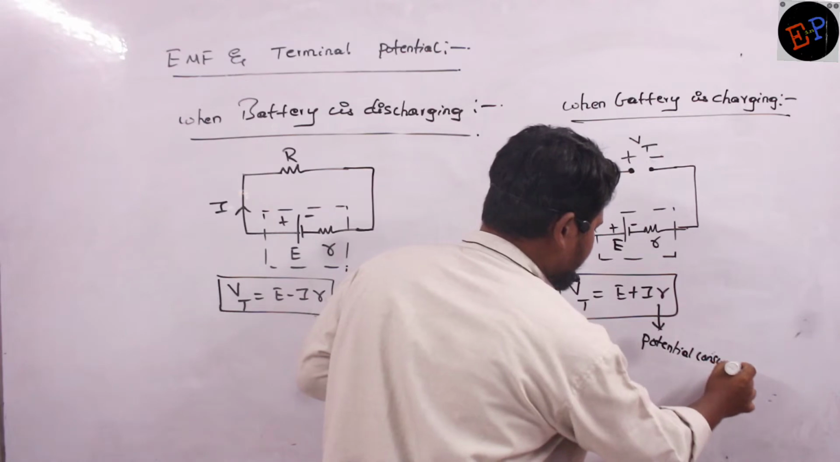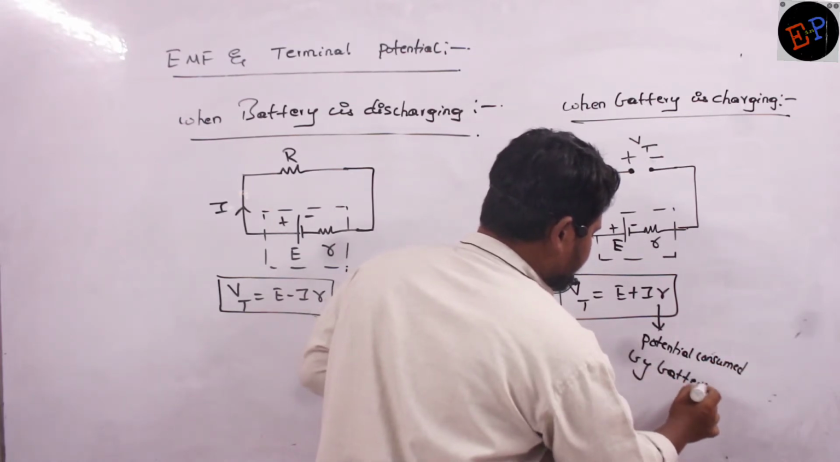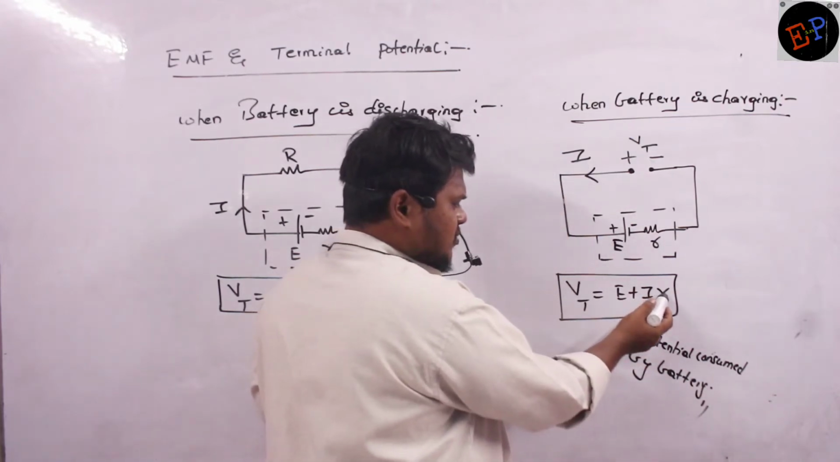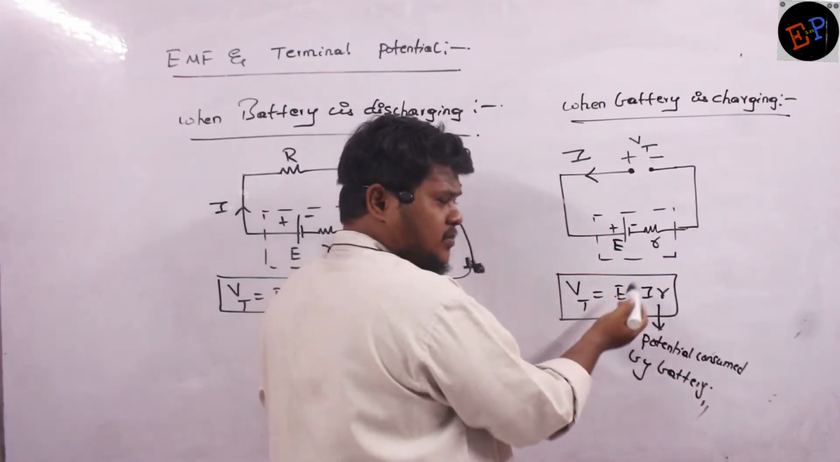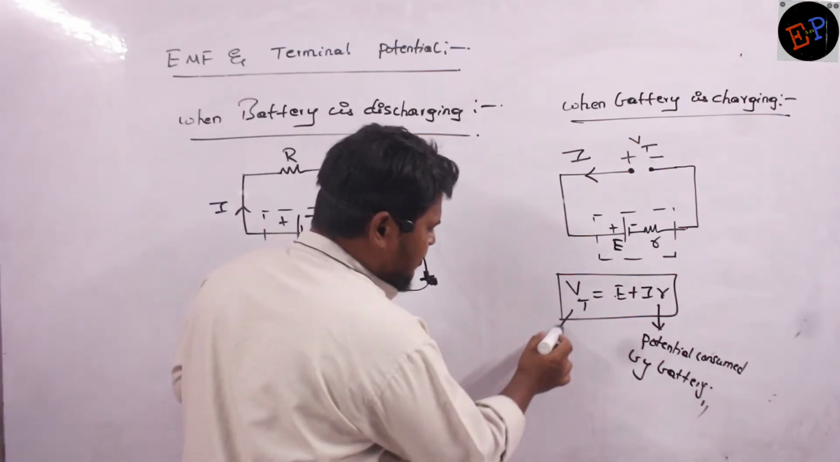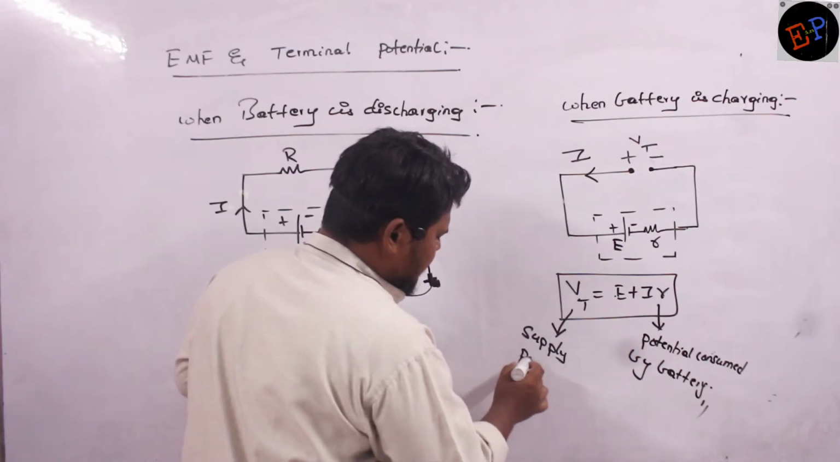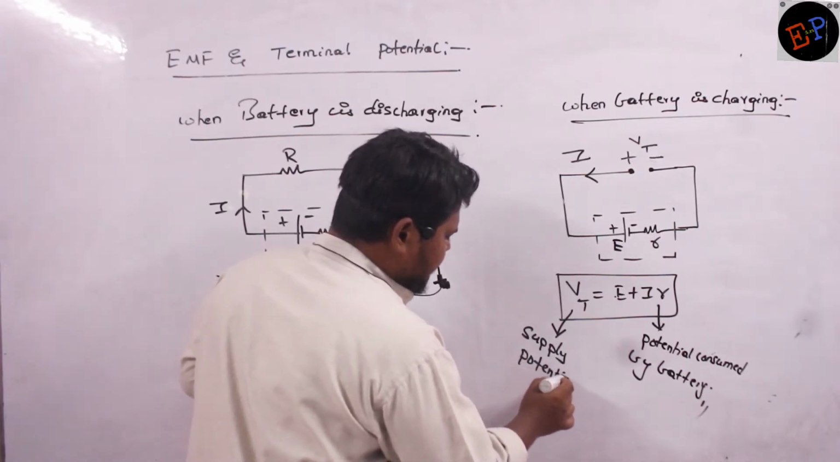Potential consumed by the battery, or cell. Cell is better. So the potential consumed by the cell plus the EMF of the cell, both should be equal to the terminal potential. And now, what is meant by terminal potential? Supply potential, the supply to which the battery is connected.